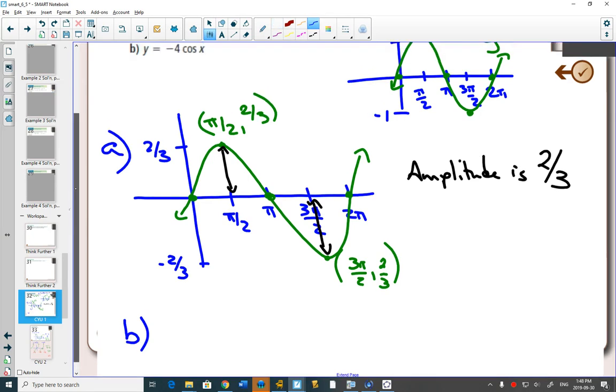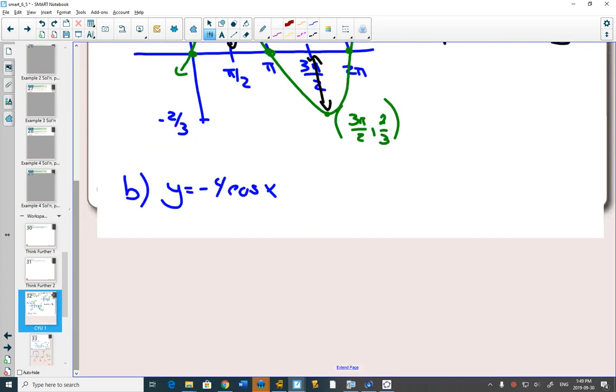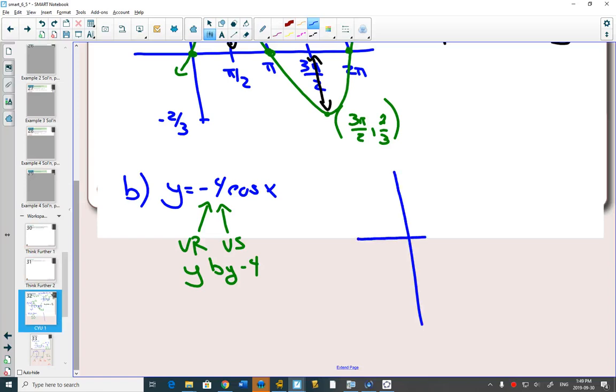In part B, we want to graph y equals -4 cos x. Okay, using our transformations, can you see that we have a vertical reflection and a vertical stretch? Our transformations would tell us to multiply all our y values by -4. So off to the side, just like you had to know your parent graphs for x squared, x cubed, square root of x, you now have to be able to quickly graph sine of x, cos of x, and tan of x.